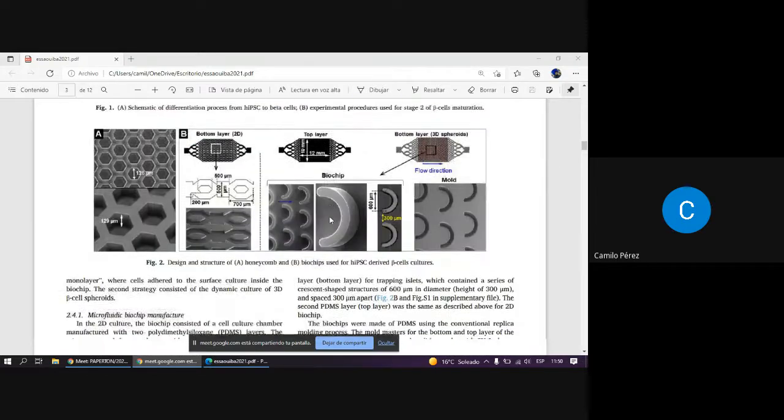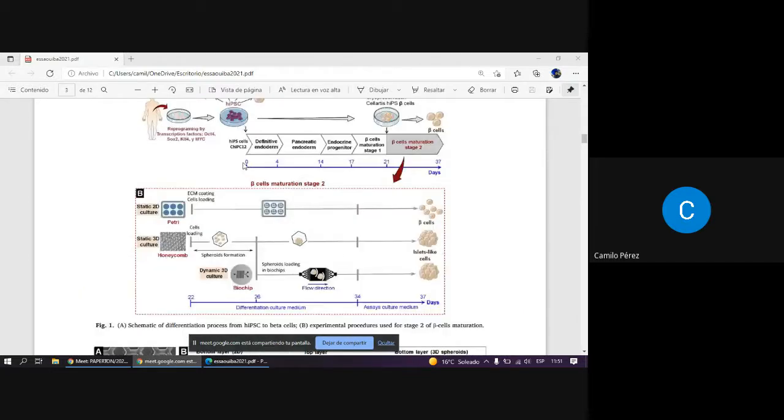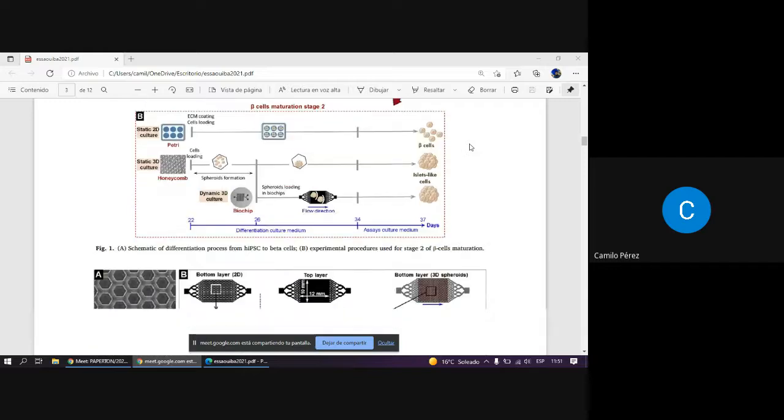You can see the models here, but in the figure, in part A, they use chambers or wells to fabricate the organoids, which is more similar to what we have used at another time in our laboratory, and after that they grow the spheroids in these models to differentiate them over several days. You can see here the dates of the protocol, but the differentiated cells in the study are in the beta cell model, in stage two.